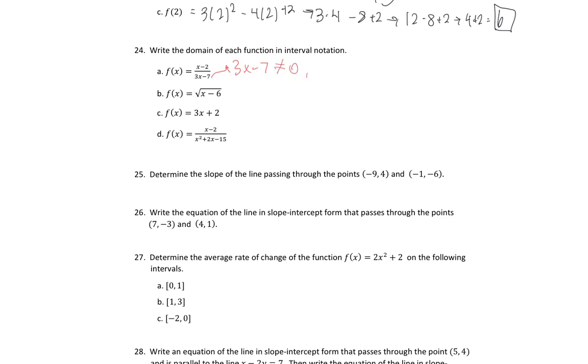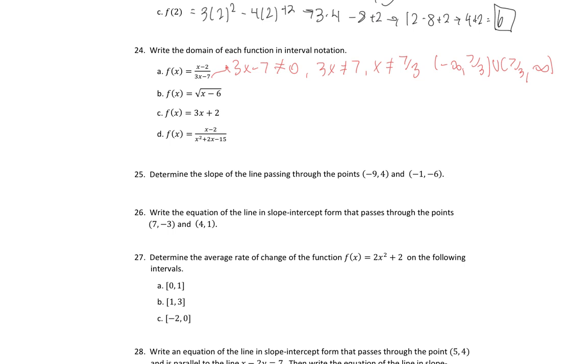So it means that 3x cannot equal 7. It means x cannot equal 7/3. So our domain is going to be everything except 7/3. So negative infinity, comma, 7/3, union, 7/3 to infinity. Literally everything except we're going to skip over 7/3 because we're not including it on either side.